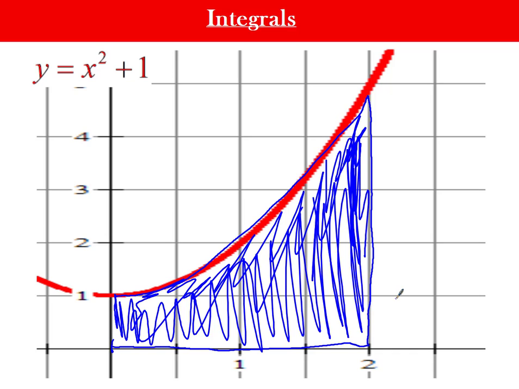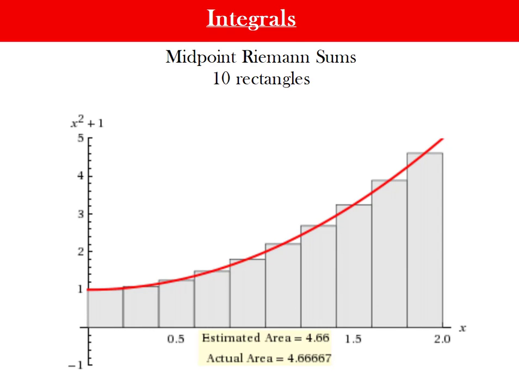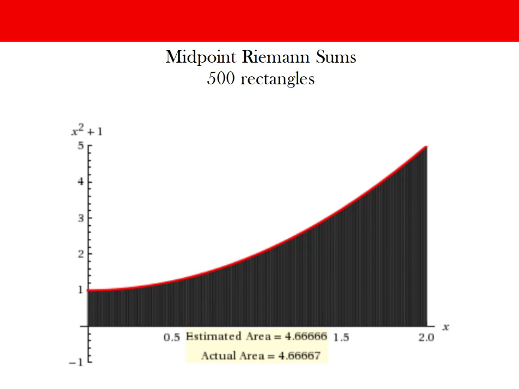All right. Now remember, with Riemann sums, what we did is we would estimate that with the area of rectangles. We add them all up. So for instance, we had 4 rectangles using the midpoint Riemann sums. We would have an estimated area of 4.625 when in actuality the area was 4.6 repeating, or 4 2/3. And the more rectangles that we added up the area of, the more accurate the estimate was. So for instance, 10 rectangles, getting closer. 50 rectangles, closer still. 100 rectangles, closer. 500 rectangles, even closer.